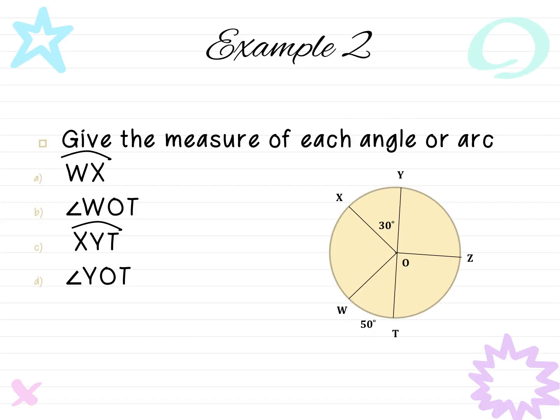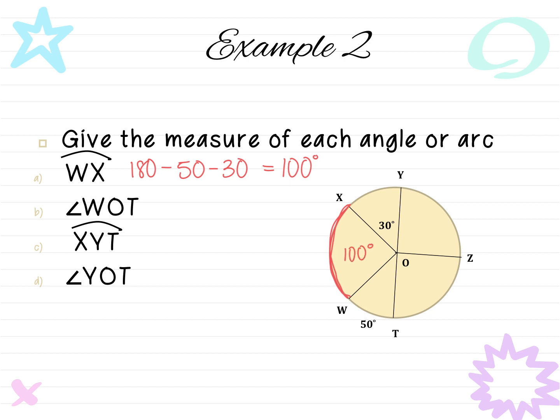Example 2, give the measures of each angle or arc. So again, there is a difference between angle and arc, but most of the time the measures are going to be the same. So looking at it, I have WX. They're asking specifically for the arc. What is the measure of that arc? How would I find that? Okay, 180 minus what? 50 minus 30, which would be 80. So what's 180 minus 80? I would have 100 left over. So this right here is 100 degrees.